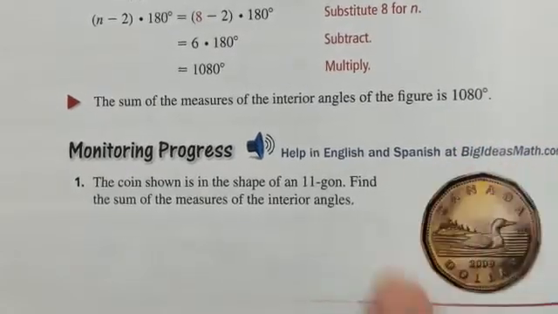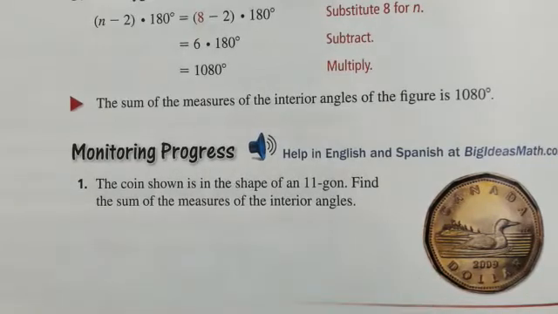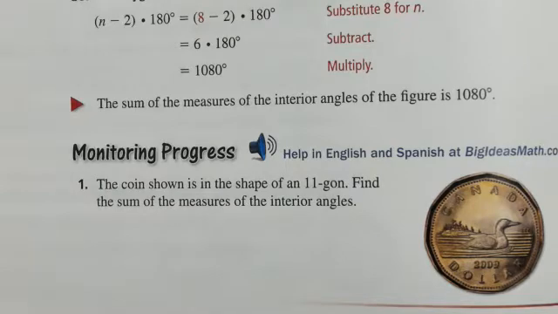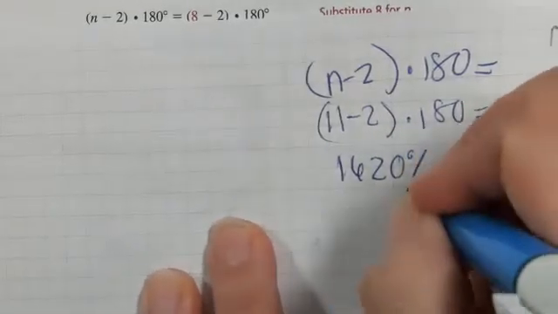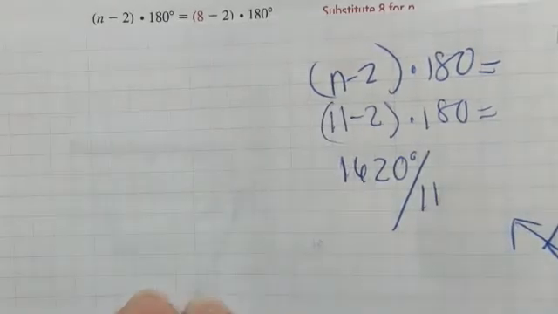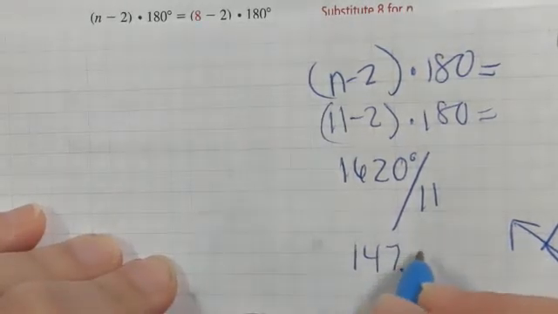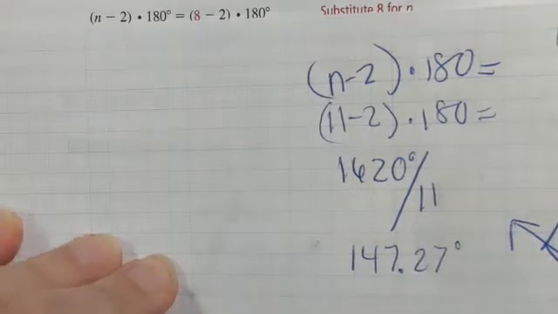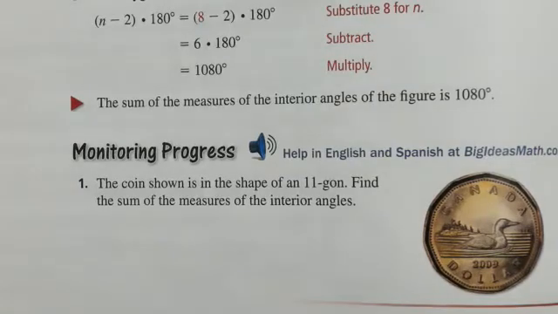Now, we know that all of these 11 sides are exactly the same, and that makes it a regular 11-gon, a regular polygon. So if all the sides are exactly the same and all the angles are exactly the same, we can actually then find the measure of each interior angle. So if our total measure is 1,620, we can just divide that by 11 to get the measure of each interior angle. So it would be 147.27 degrees for each angle. All right, moving on.